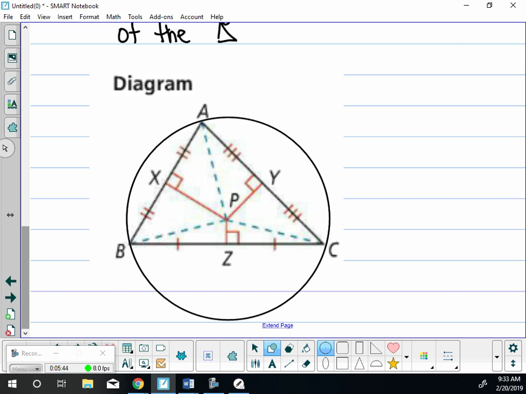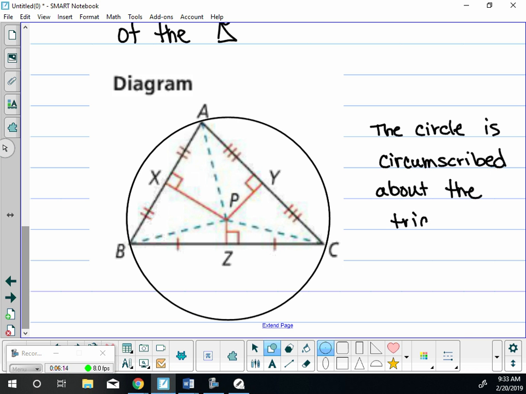This circle is what is called circumscribed about the triangle. Okay. So one of these special points that we're looking at is going to be the circumcenter, and we can draw a circle that will touch each vertex, which is a circle that is circumscribed. Circumcenter, circumscribed. They go together, right?